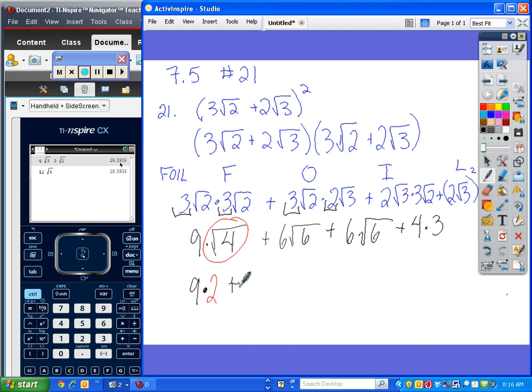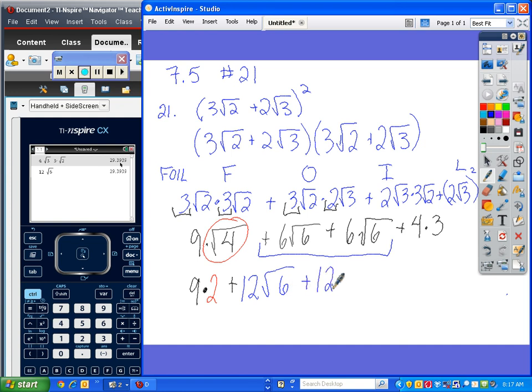Plus, now I can combine these. I've got plus 6 square root of 6, and plus 6 square root of 6. How many square root of 6s do I have? 12 of them. 6 and 6 is 12 square root of 6. So I have 12 square root of 6 plus 12.